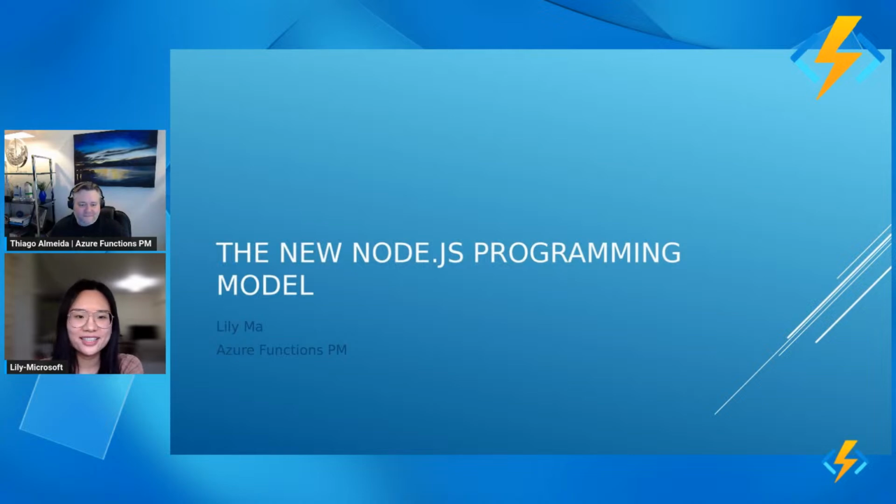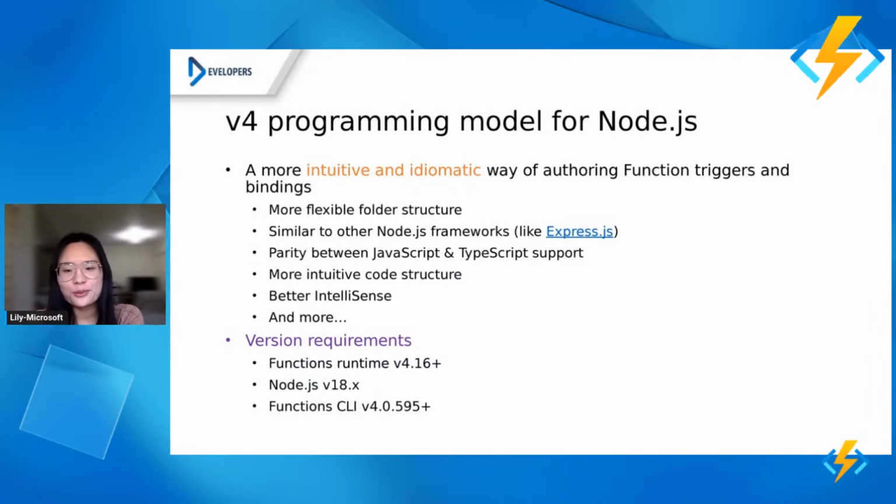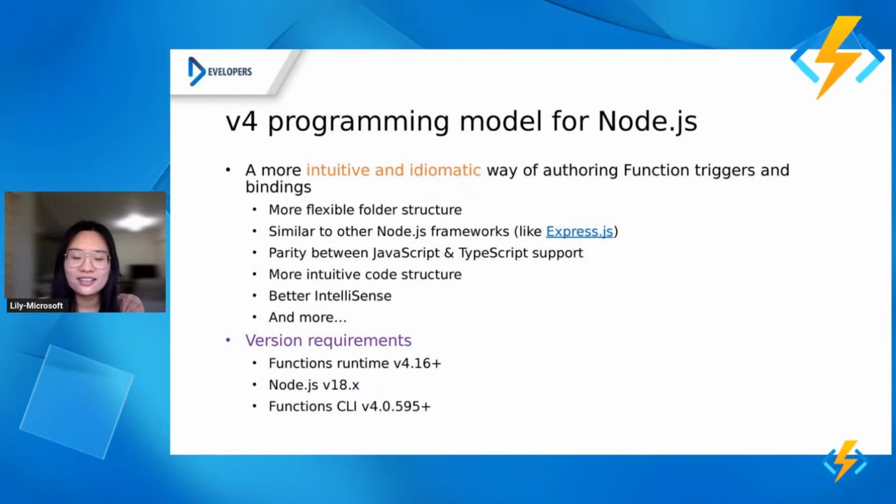So let's jump right into it. We started the effort to create this V4 programming model because we had gotten feedback from user study and also from our community about the various aspects of the current experience that could be improved when writing function apps in Node.js. So the main objective of the V4 model was to create a more intuitive and idiomatic experience for JavaScript and TypeScript developers developing with Azure Functions.